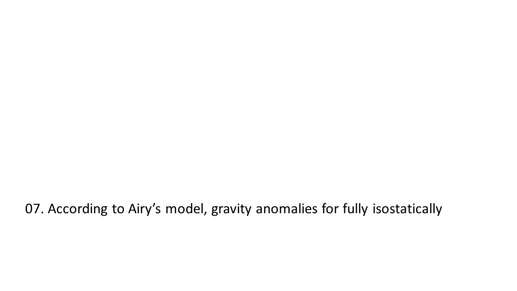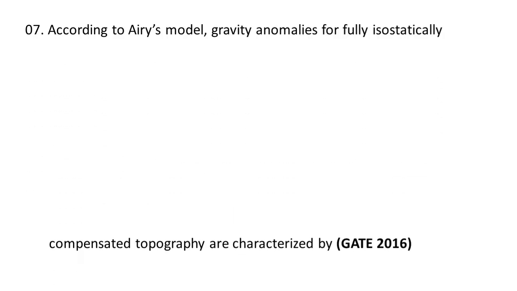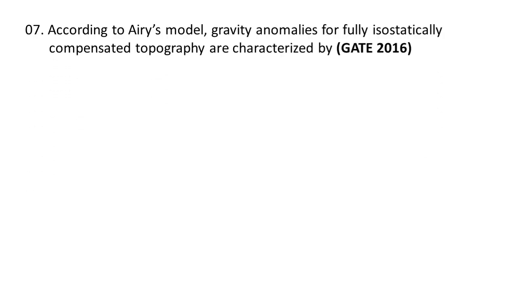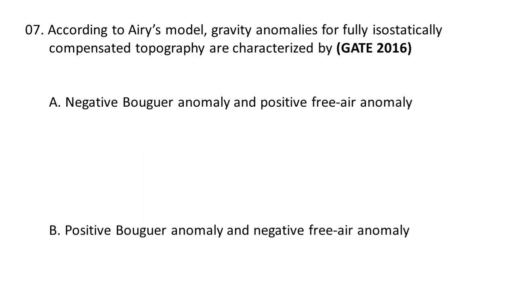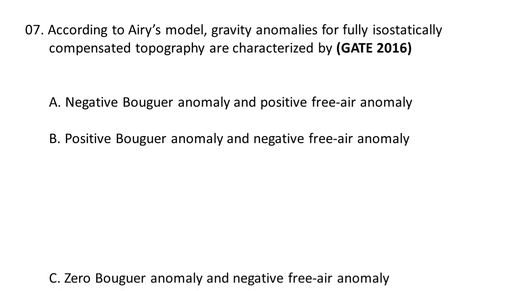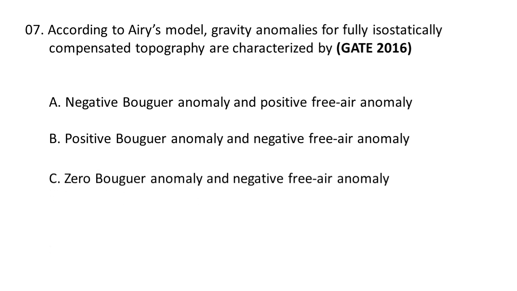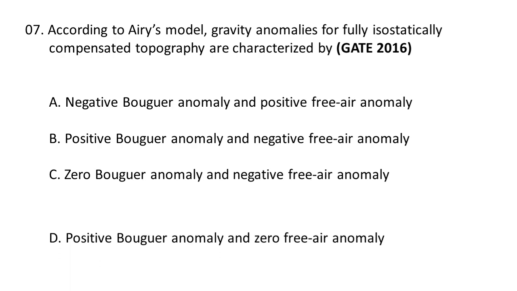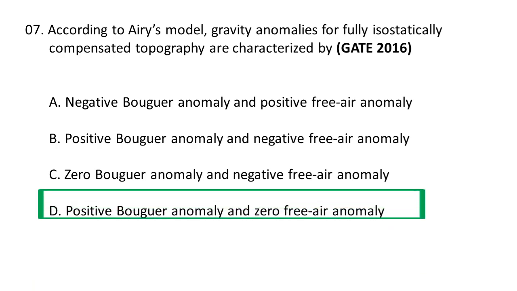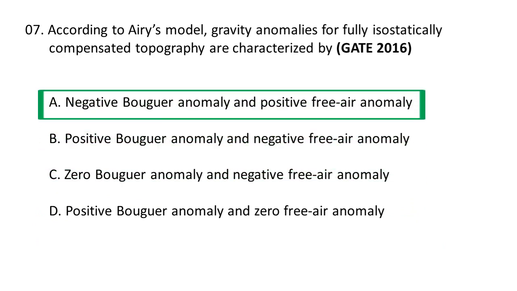Next question. According to Airy's model, gravity anomalies for fully isostatically compensated topography are characterized by A. Negative Bouguer anomaly and positive free air anomaly, B. Positive Bouguer anomaly and negative free air anomaly, C. Zero Bouguer anomaly and negative free air anomaly, D. Positive Bouguer anomaly and zero free air anomaly. So, according to Airy's model, gravity anomalies for fully isostatically compensated topography are characterized by negative Bouguer anomaly and positive free air anomaly. A is the correct option.